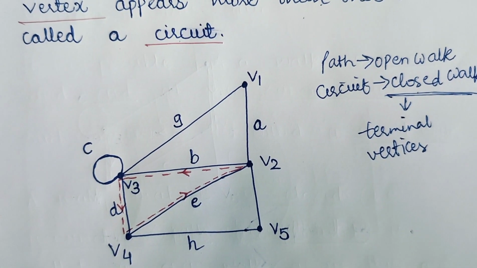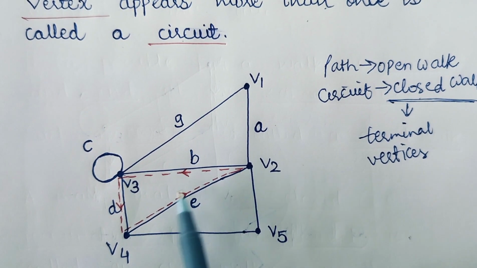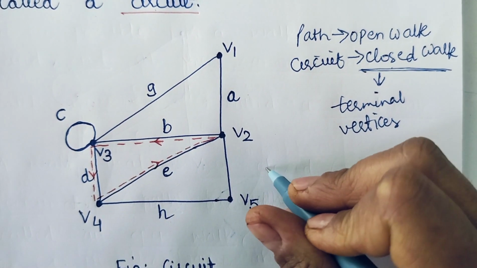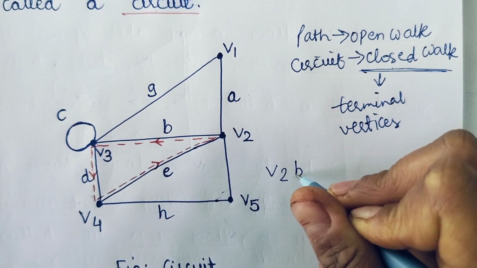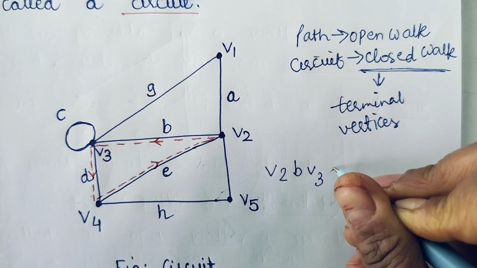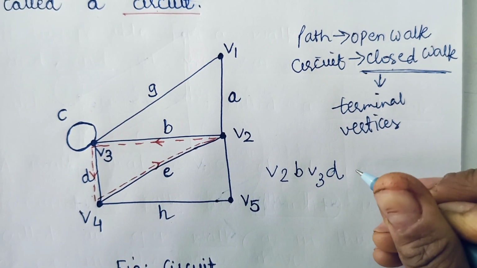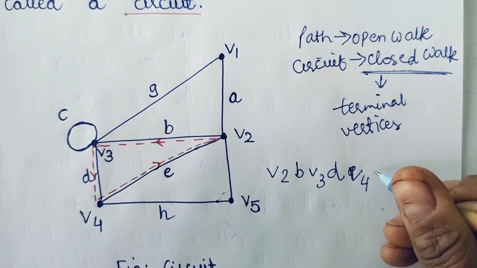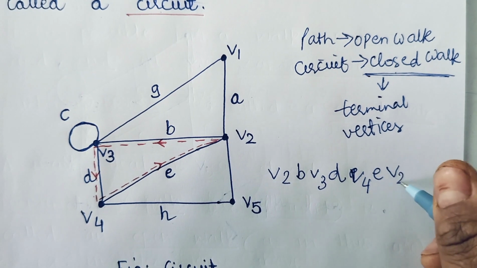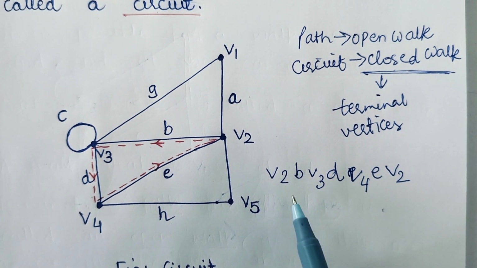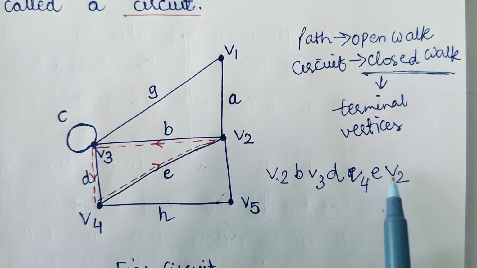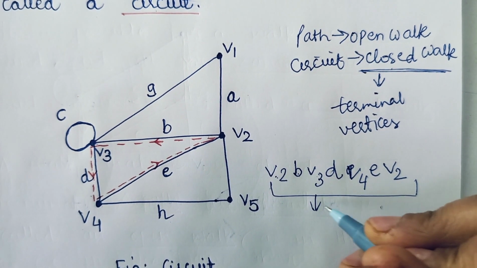Now here in this example we can see the circuit. The same graph we have considered, and the red dashed lines here represent the circuit. How? We start with vertex V2, then move on to edge B, then vertex V3, then edge D, then we go to vertex V4, then edge E, and then finally to vertex V2. So clearly we can see it is an alternating sequence of vertices and edges: V2, B, V3, D, V4, E, V2. So obviously first of all, I can call it a walk.